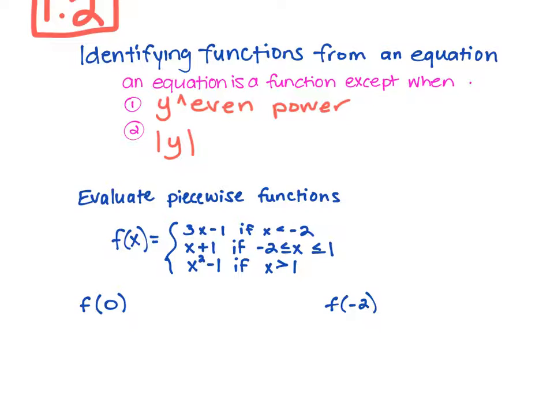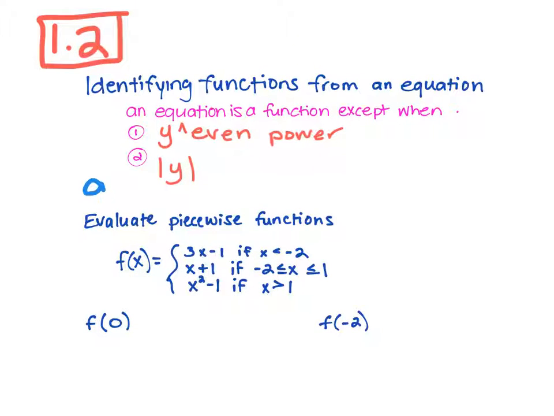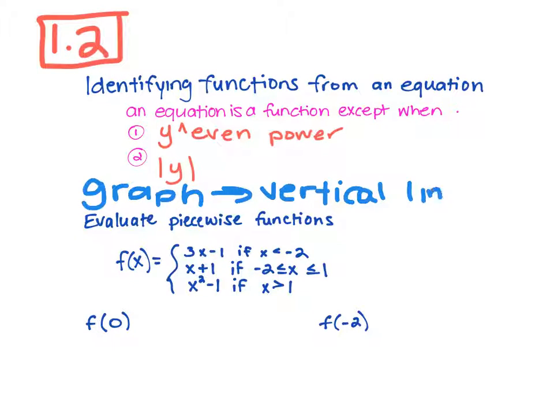Okay, and then we got into evaluating piecewise. And how would you see it from a graph? Sorry, how do I see it from a graph? What's the test? Vertical line. And then our first introduction to piecewise was evaluating them. So you were given what f of x is based on the different values, and then you were asked to evaluate a specific one. So in this case, f of 0.